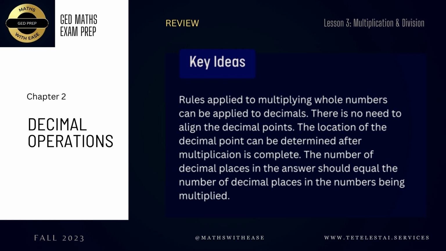Okay, so this is just telling you that when it comes to multiplying and dividing, you want to apply the rules that we learned for multiplying whole numbers. But for multiplying and dividing decimals, you don't have to align your decimal places as we did with addition and subtraction. You wait until you've completed your multiplication or your division, and then place your decimal point based on the number of decimal places that appear in the numbers in the problem. Okay.